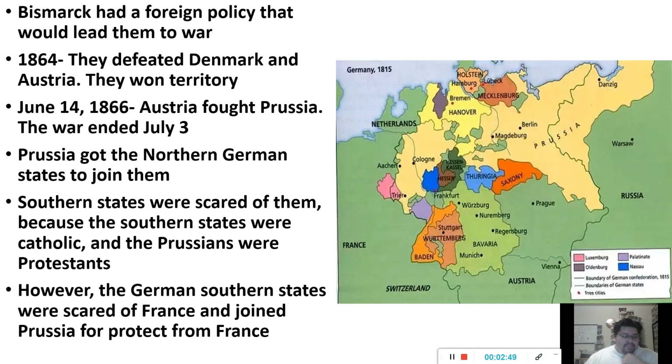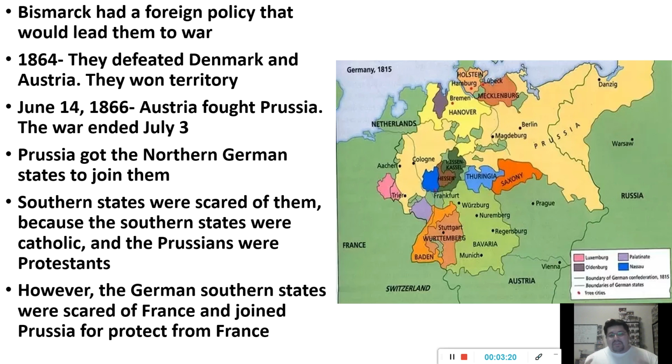All right, so Bismarck again is the prime minister of Prussia, and when he was asked, "What's your foreign policy? How are you going to get along with other countries?" his foreign policy was basically, "Let's go to war." His policy was just horrible. It was pick a fight with anybody. And that's what happened in 1864.